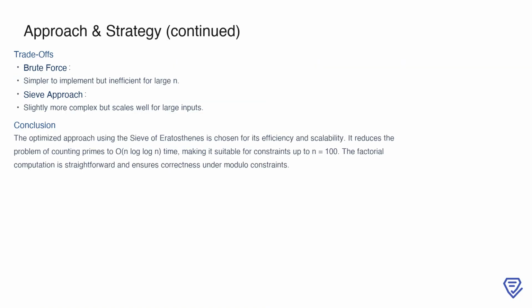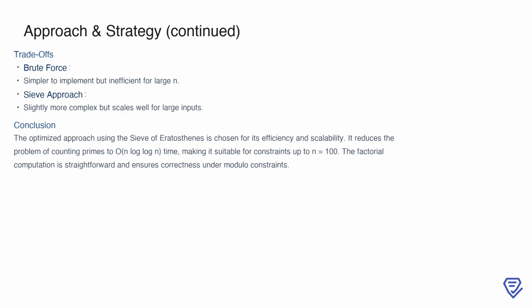When comparing the two approaches, the brute force method is simpler to implement but becomes inefficient for larger values of n due to its high time complexity. In contrast, the sieve of Eratosthenes, while slightly more complex to implement, scales much better for large inputs. The sieve reduces the primality check to O(n log n), and the factorial computation is straightforward, ensuring the overall solution remains efficient. By combining the sieve with modular arithmetic, we ensure correctness while staying within the problem's constraints.